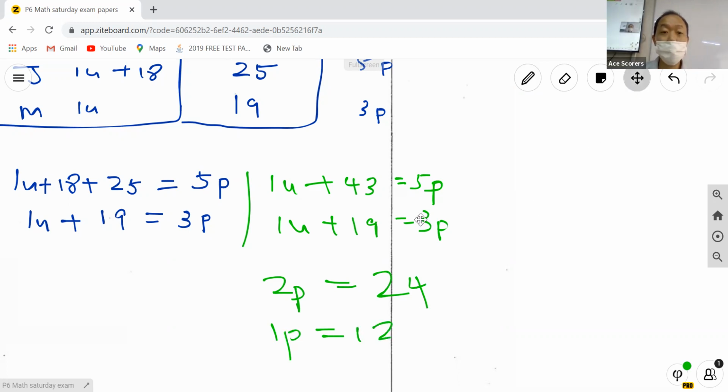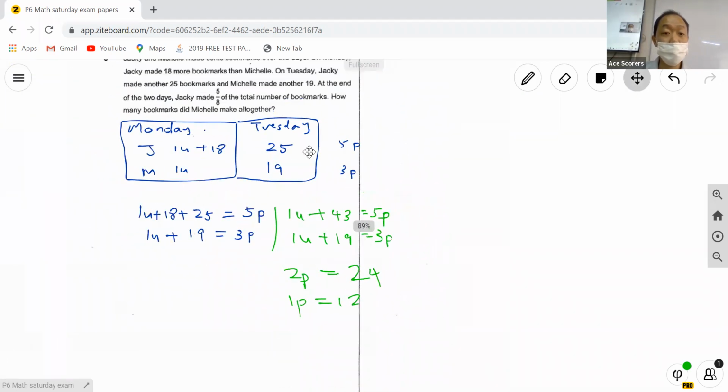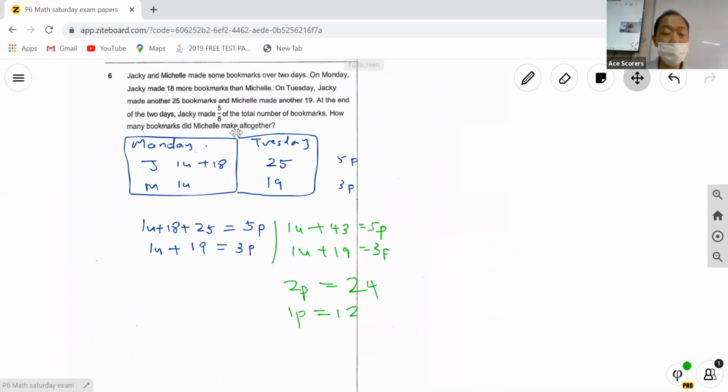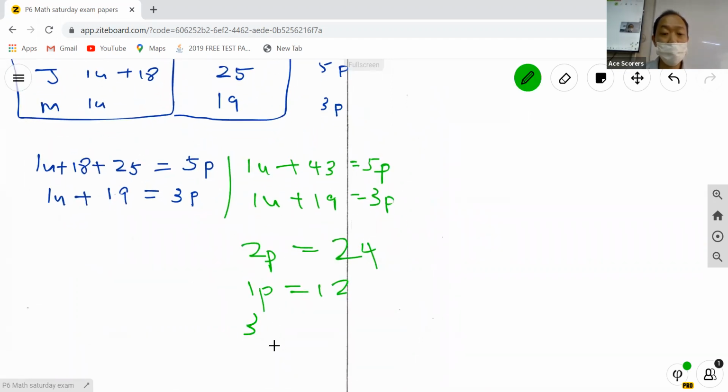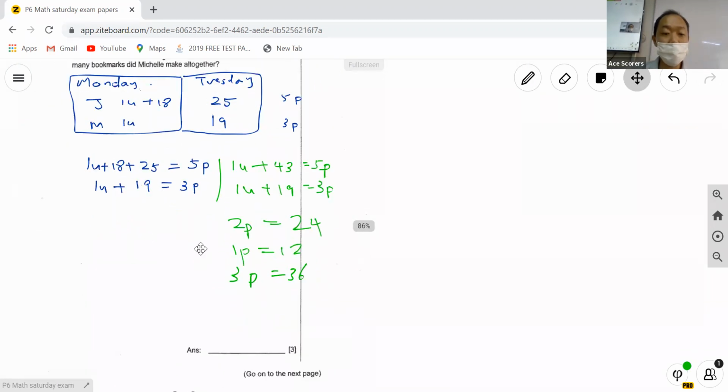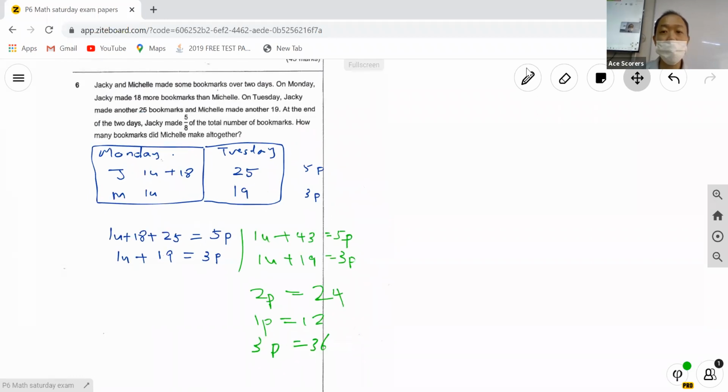Now once we know 1 part is 12, how many bookmarks did Michelle make? We just want to focus on Michelle, which is 3 parts. So that's 36. Now what method am I using? I'm using units and parts.